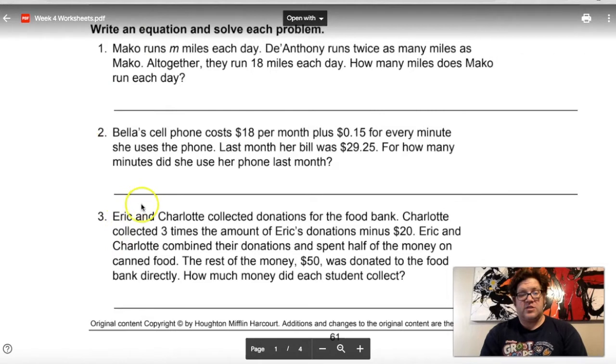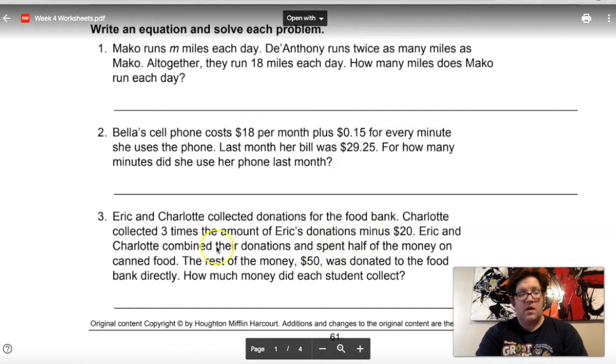All right, it says Eric and Charlotte collected donations for the food bank. Okay, so stopping there, the big picture is we have donations from Eric and donations from Charlotte. Okay, 2 donations. Charlotte collected about 3 times the amount of Eric's donations, minus 20. So this is a lot like one of the ones we did in class today. We have 3 times the amount Eric had, minus 20.